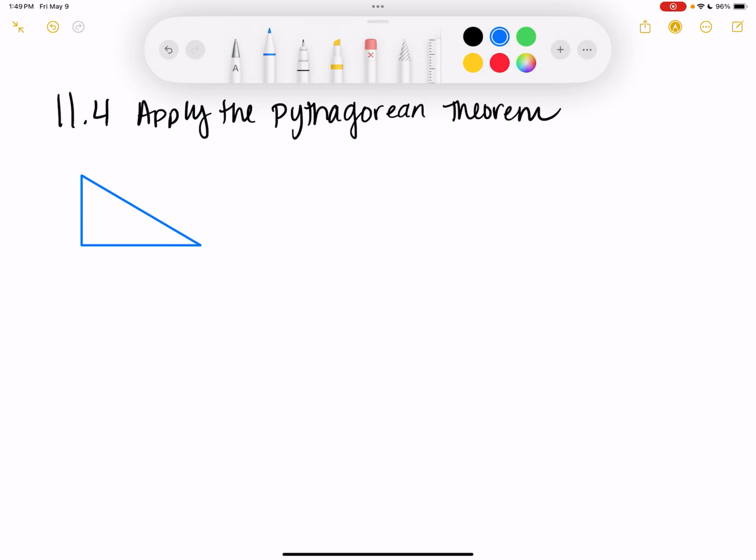And so when we have a right triangle, that means that one of our angles is 90 degrees. Then it has two legs. And the longest side over here, which is the one that is directly across from our 90-degree angle, is the hypotenuse.